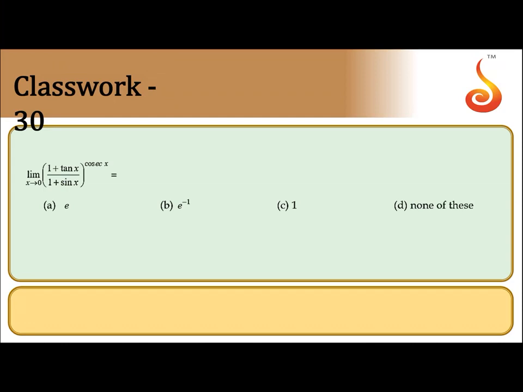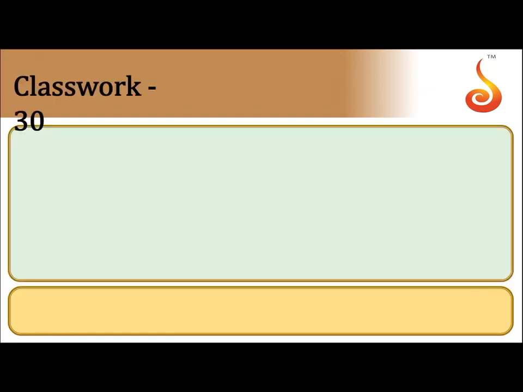Coming to the next one. 1 plus tan x by 1 plus sin x to the power of this one. It is similar to the exponential form, as I told you, the formula 1 plus x by 1 plus x to the power of 1 by x, as x extends to 0, so e power 1 minus 1. Clearly, that is e power 0. So therefore, the answer is equal to 1.